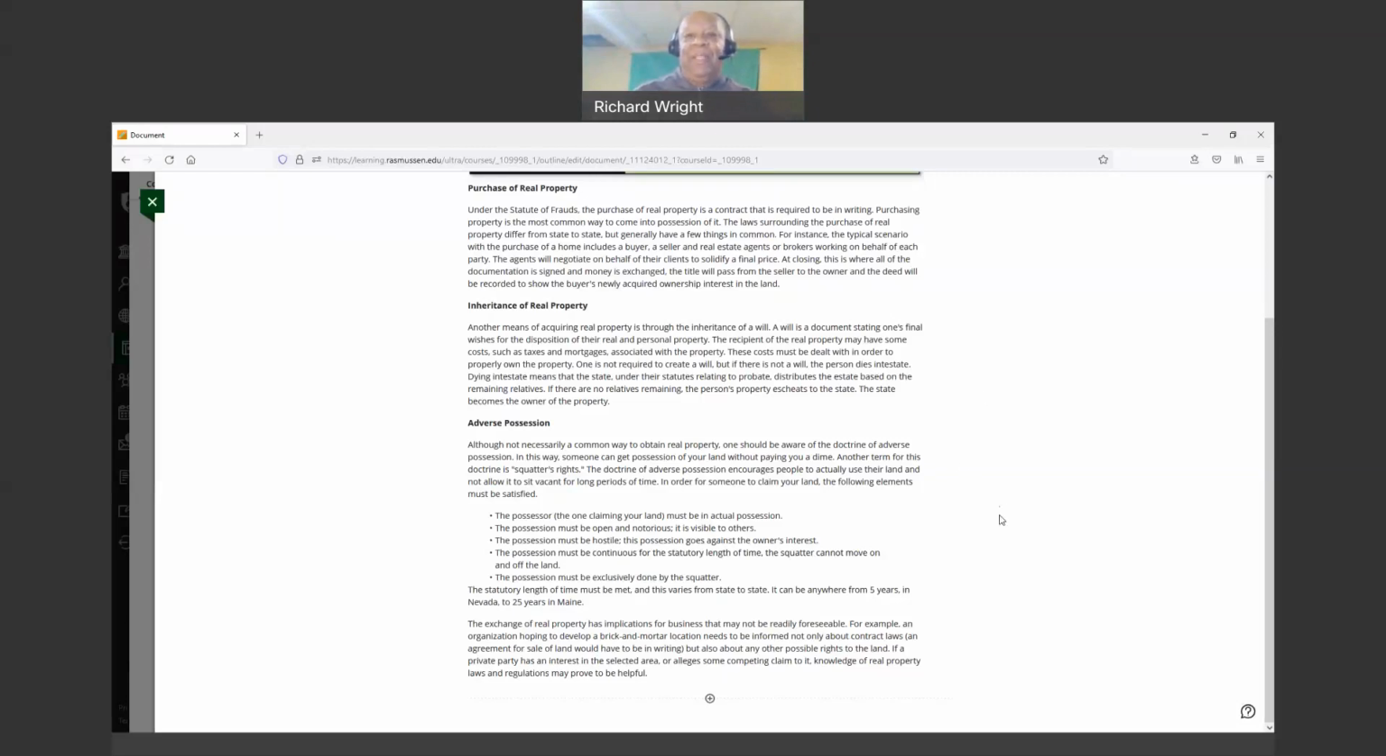The exchange of real property for business is not easy to see. Here's an example, a good one to close with. An organization hoping to develop a brick and mortar location needs to be informed not only about the contract laws. In other words, there's a contract for sale, and as I said, by the statute of frauds, based on the land, L for legs, it must be in writing. But they also need to know about any possible rights to the land. If a private party has an interest in the selected areas, or alleges some competing form of it, knowledge of real property laws and regulations may prove helpful, but that can be a messy piece of litigation.